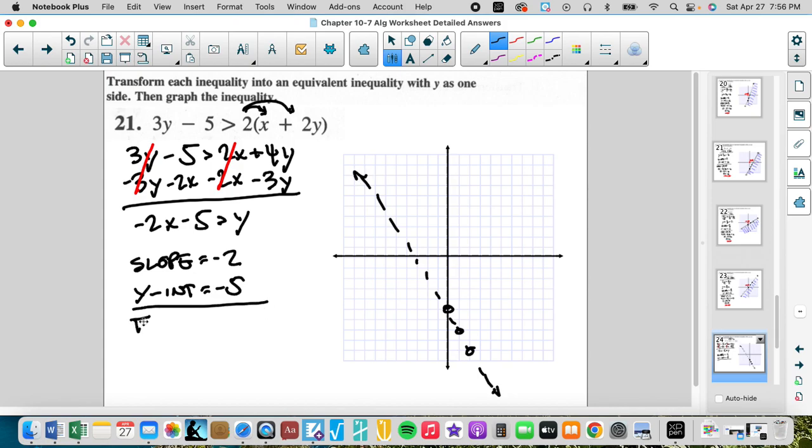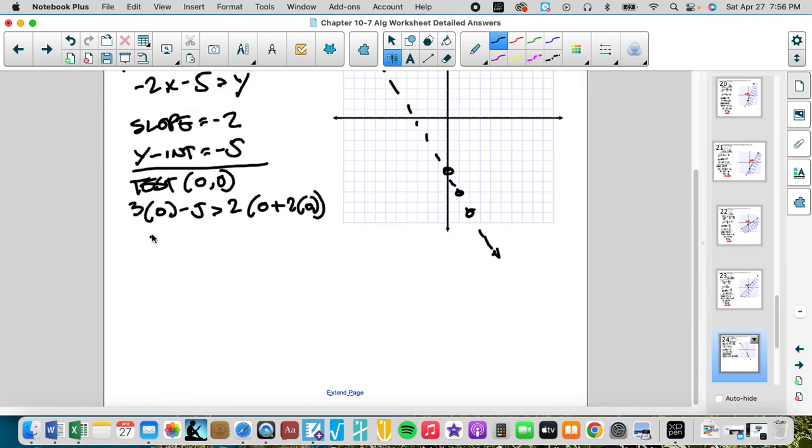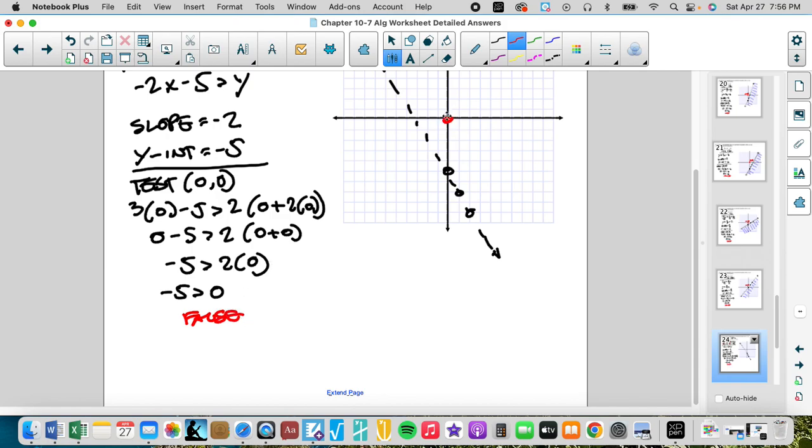I'm going to test the point 0, 0. And 3 times 0 minus 5 greater than 2 times 0 plus 2 times 0. So let's simplify that. 3 times 0 is 0, minus 5 is greater than 2 times 0 plus 0. 0 minus 5 is negative 5, greater than 2 times 0 plus 0, which is 0. Is negative 5 greater than 0? That is false. This point is false.